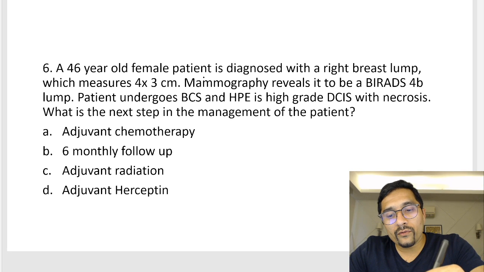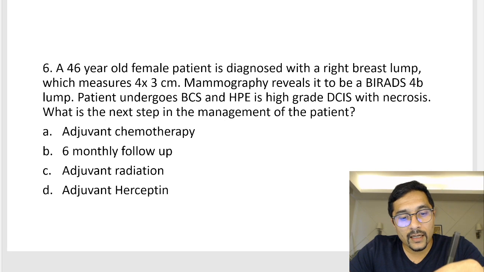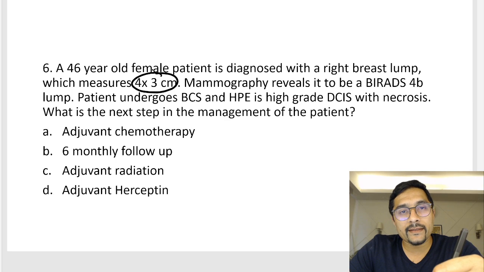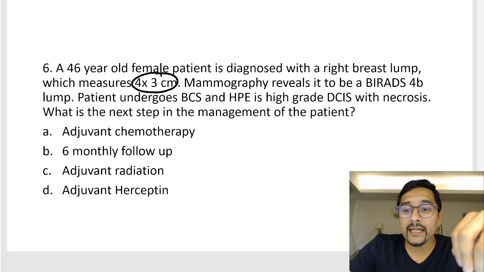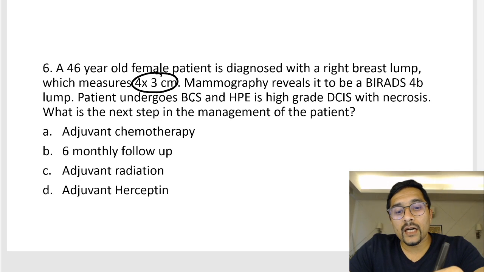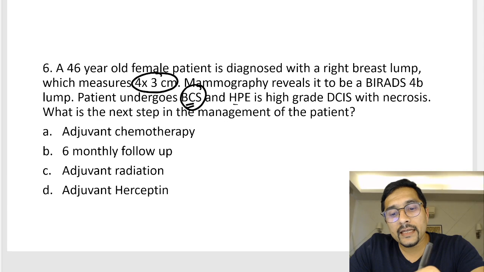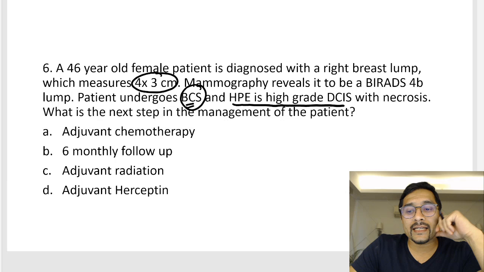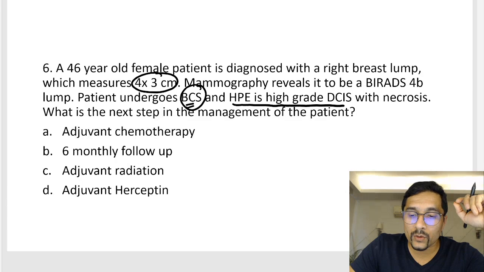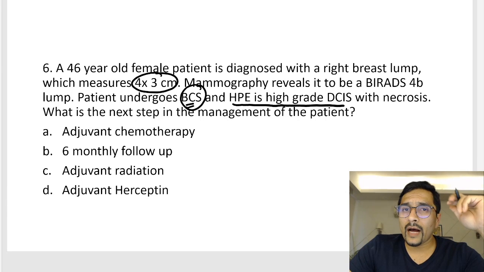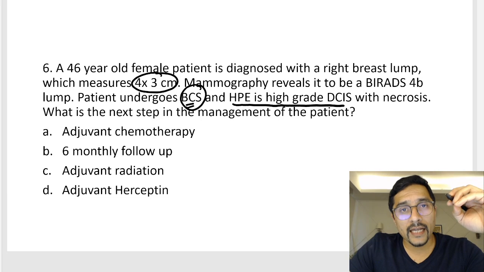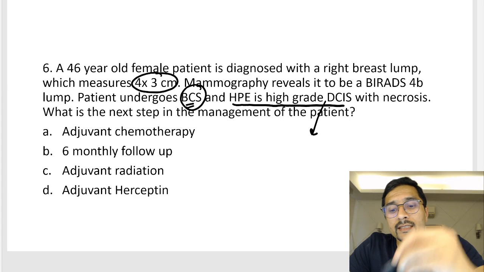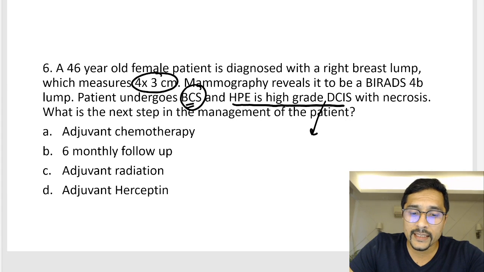A 46-year-old female is diagnosed with a right breast lump which measures 4 into 3 centimeters. Mammography reveals it to be BI-RADS 4B. Patient undergoes breast conservation surgery, BCS is breast conservation, and histopathology is high-grade DCIS with necrosis. So high-grade DCIS with necrosis. DCIS we know is ductal carcinoma in situ. What is the next step in the management?